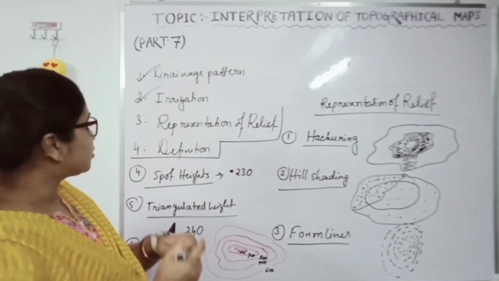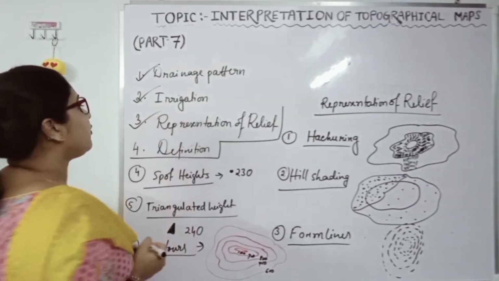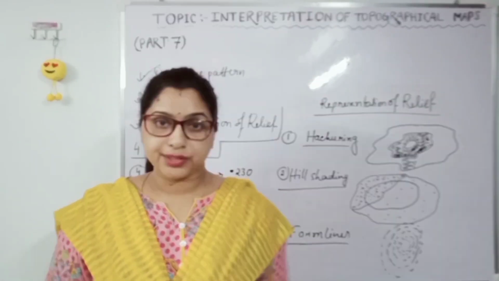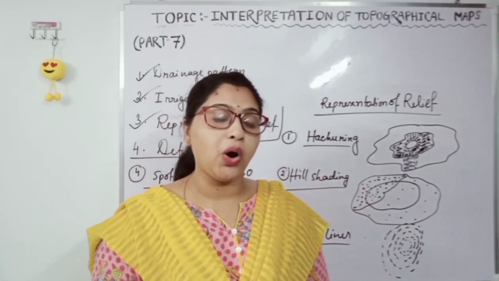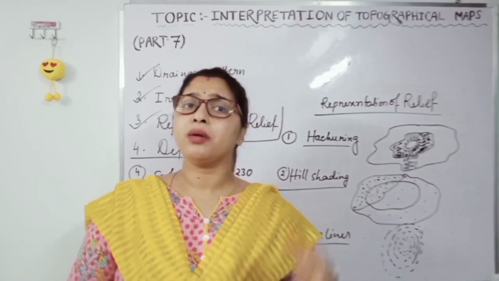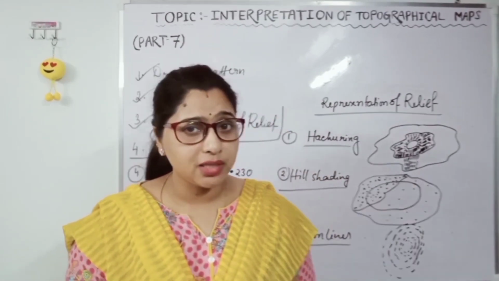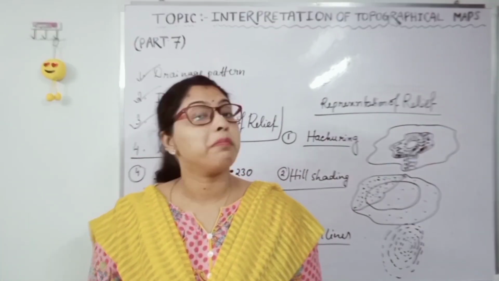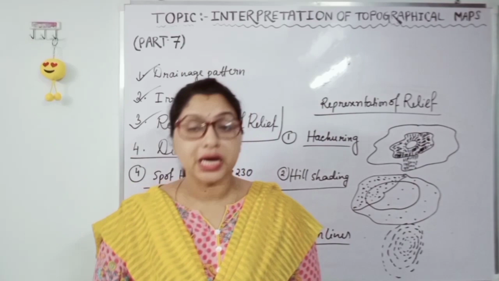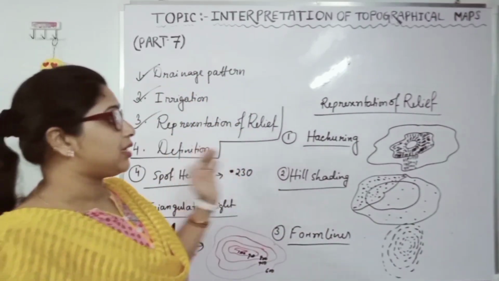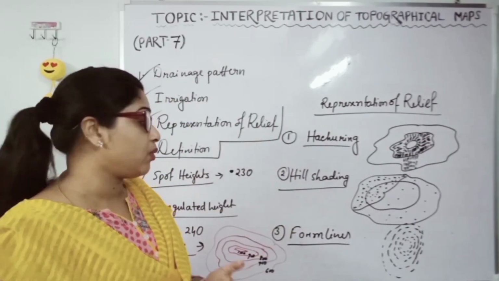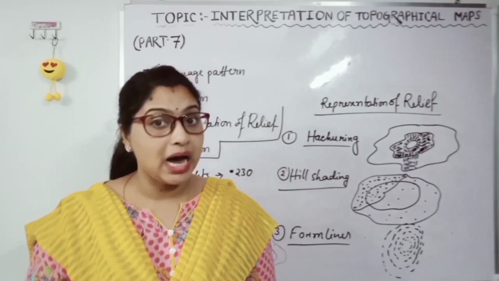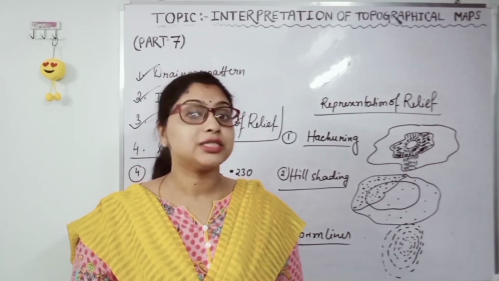Now students, we are going to learn the representation of relief. Relief means height. Over the earth's surface, there are a number of heights or highland areas, and we represent them on the map by using different methods. Here I am going to tell you some methods used in the topographical map to show the height, or the relief, on that topo map.